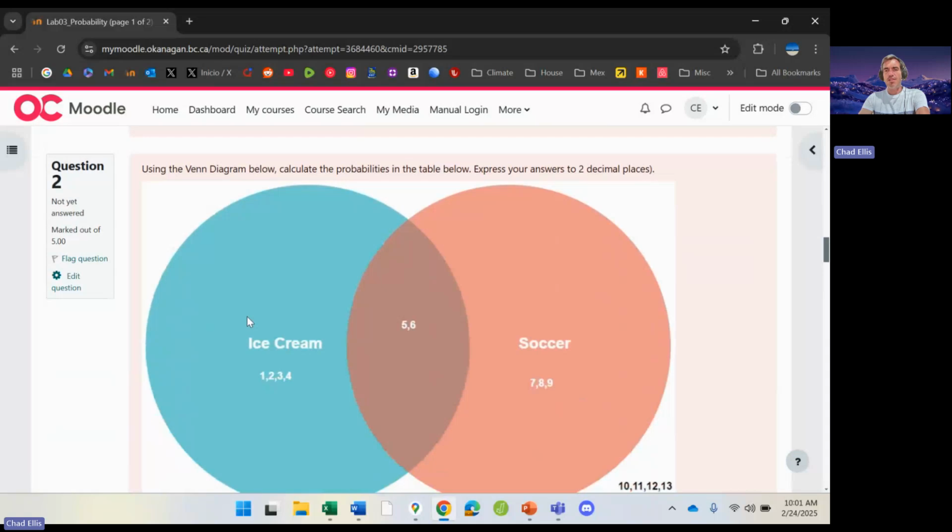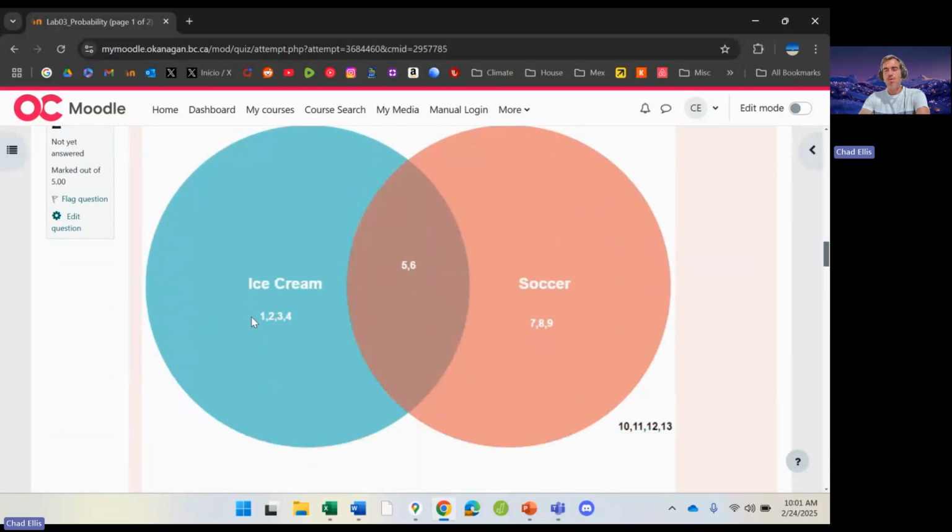The second question is basically similar to the first question, but it's using what's known as a Venn diagram to visually represent our probabilities. We looked at this example in lecture, where we're looking at the overlapping probabilities between 2 events, somebody liking ice cream versus somebody liking soccer. Where we have an overlap, we have non-mutually exclusive events in 5 and 6.